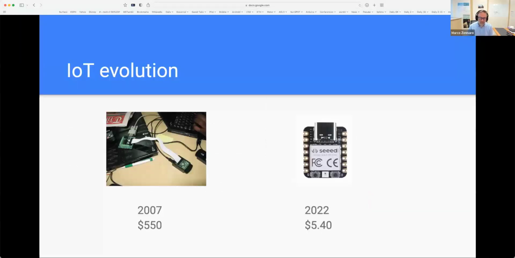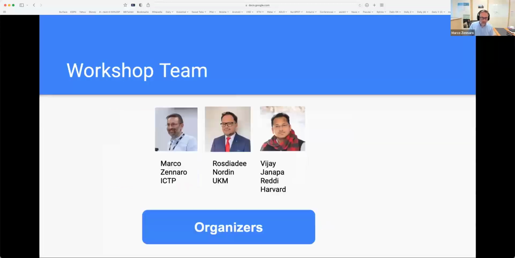And in fact, I looked for the price of the first device I used in 2007. It's a device from Sun, and that was quite expensive. It was more than $500 for a kit of 3 devices. And now, if I look at the latest prices, you can buy devices for $5. So it has really changed a lot in the last 15 years, and that opened to many new applications, and many interesting applications, I believe.